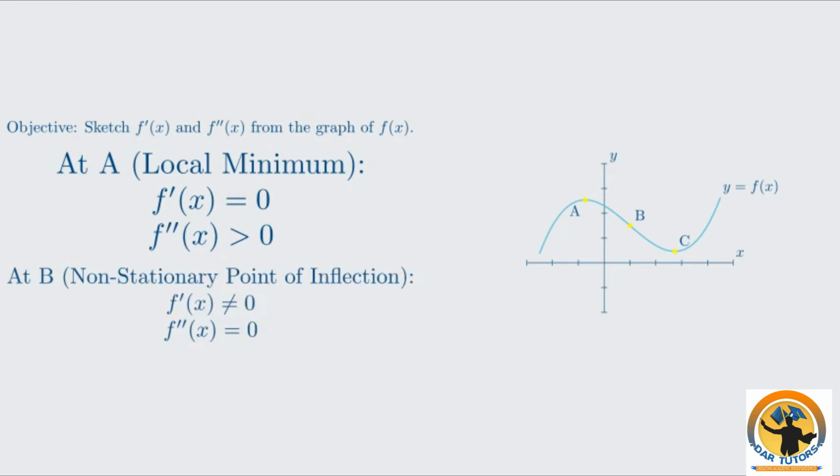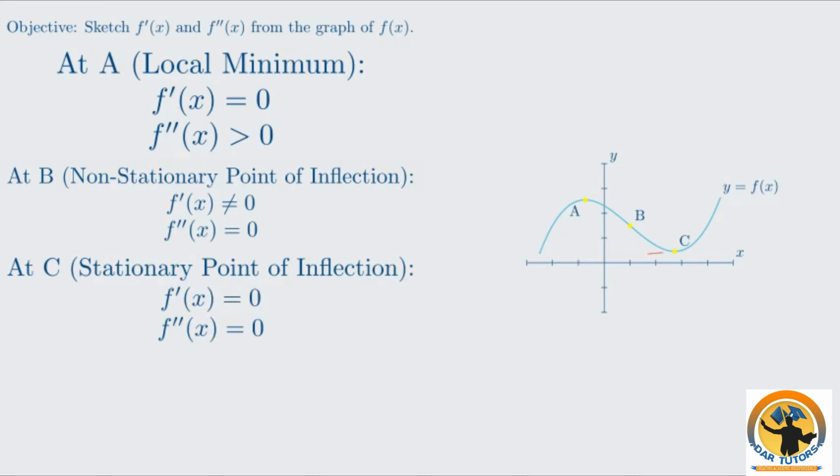At the non-stationary point of inflection B, the concavity changes. This means f double prime of x is 0. The tangent is not horizontal, so f prime of x is not 0. At the stationary point of inflection C, the tangent is horizontal, so f prime of x is 0. The concavity also changes, so f double prime of x is 0.